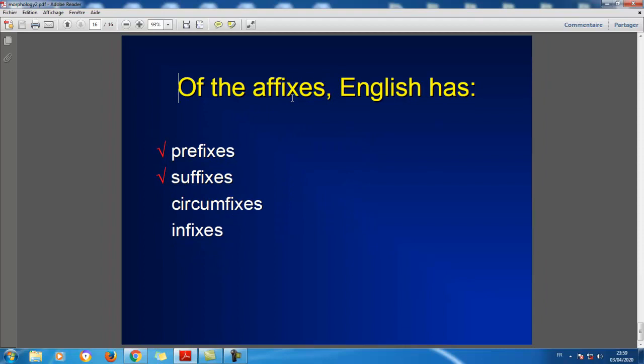Now, of the affixes, English has prefixes and suffixes. It seems that circumfixes and infixes are lacking here in English. And that's all. Later on we're going to have another part, a third part, explaining further notions in morphology.